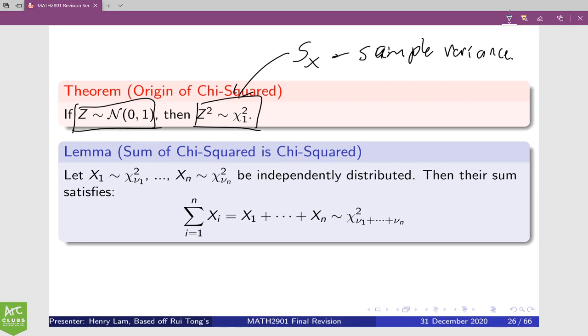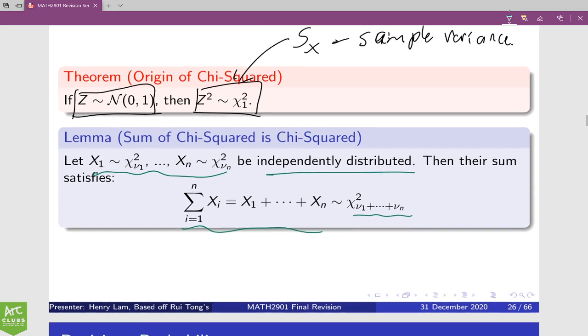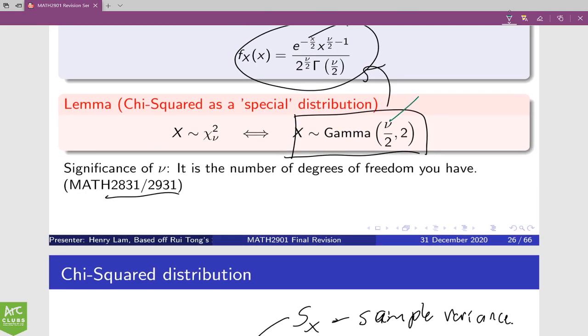And the other thing is that if you were to sum a bunch of independent chi-squares, you just add up the degrees of freedom. So it's really easy: independent, so I'll just add the rates themselves. And that pretty much comes from the fact that it's a gamma.